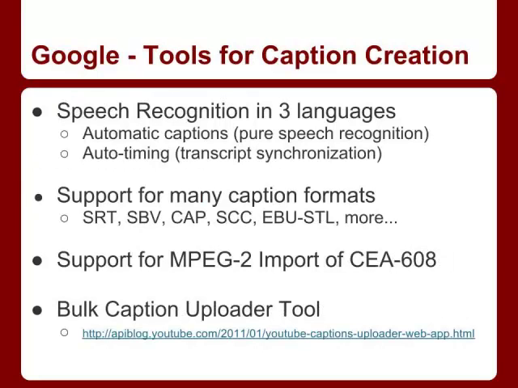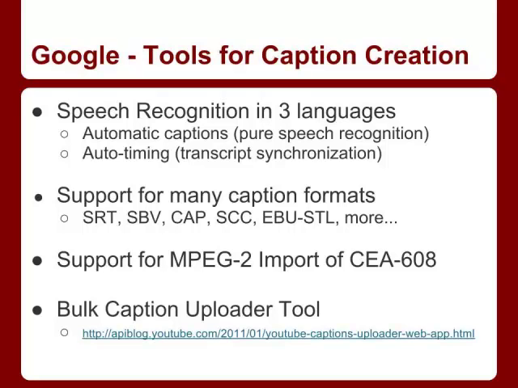So I'm going to explain a little bit what I mean by automatic captions. We introduced a few tools to make it easier for video owners to add captions. Two of these come from speech recognition, and they're available today in three languages: Japanese, Korean, and English, which is the first language we launched. The two automatic captioning features are automatic captions and auto-timing. People confuse these a lot, so I'm going to explain them.